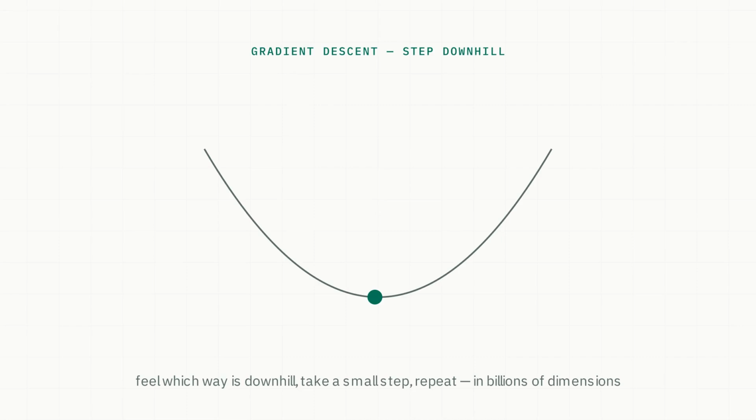This is called gradient descent, and the image is perfect. Imagine standing on a foggy hillside wanting to reach the valley. You can't see far, but you can feel which way is downhill under your feet, so you take a small step downhill. Then you feel again and step again. Gradient descent is exactly that, in a landscape with billions of dimensions.